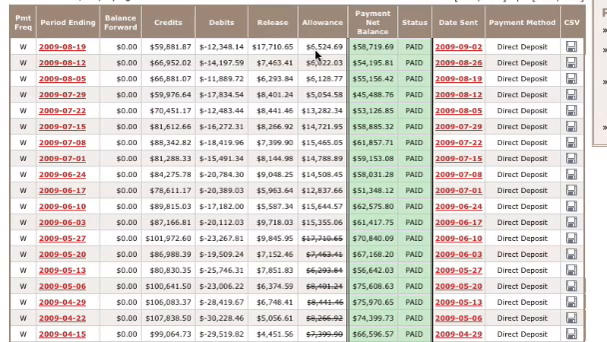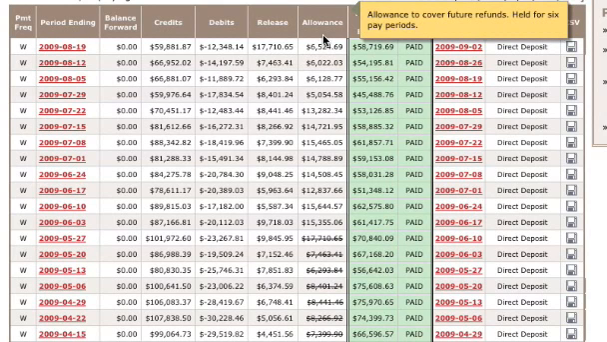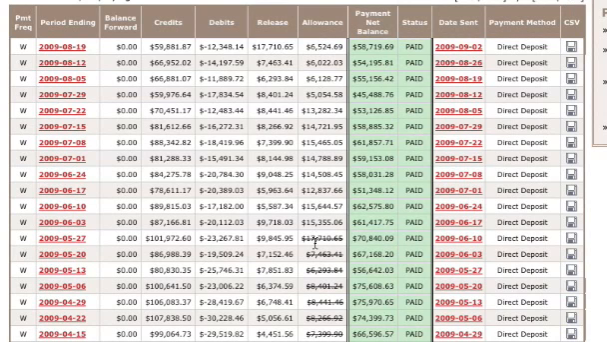Then the release and allowance, this is like a brother-sister thing. We'll start with the allowance. The allowance is actually money that ClickBank holds to cover future refunds, and it's held for 6 pay periods. So whenever you're making money and you're just chugging along, you can see down here where it says 17,710 and it's crossed out.